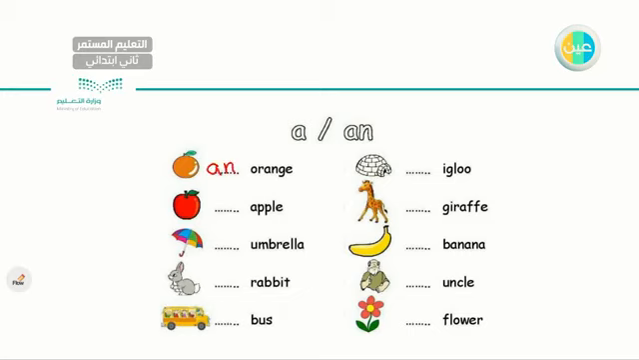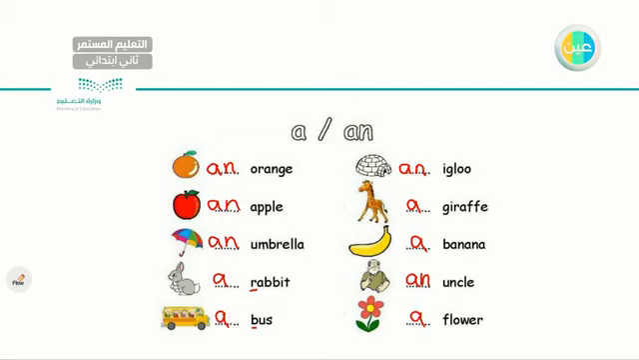Excellent. An orange. Remember, I must have one. Apple. An apple. Very good. Umbrella. An umbrella. Very good. A rabbit. It starts with an R. A rabbit. Very good. Bus. A bus. Very good. Igloo. An igloo. A giraffe. A banana. An uncle. And a flower.